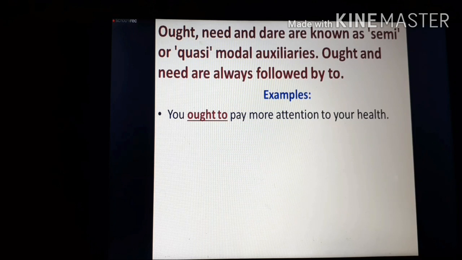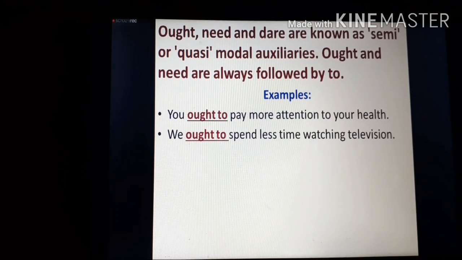You ought to pay more attention to your health. We ought to spend less time watching television. We use ought to when talking about things which are desired or ideal.